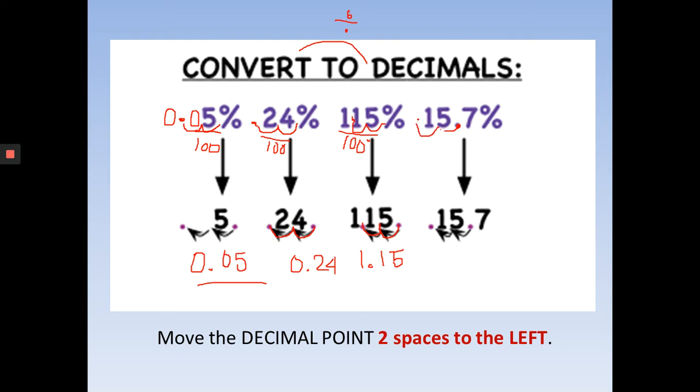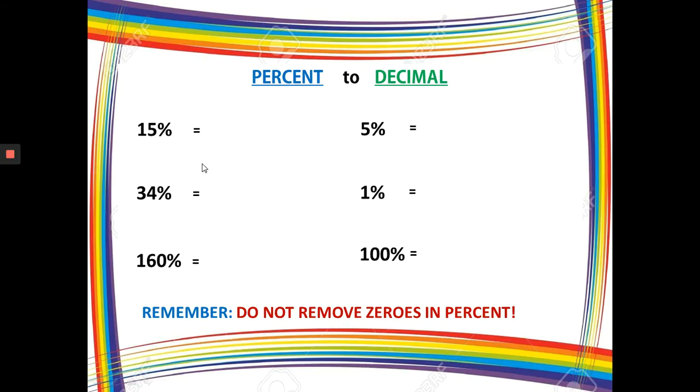1, 2, and that is 0.157. Right, so that's it. So let's try to convert this percentage to decimal. As I've said, we'll just count 2 spaces to the left, and then that's the decimal. Okay, divide, move to the left 2 spaces. Right, so 1, 2, then we got there 0.15.